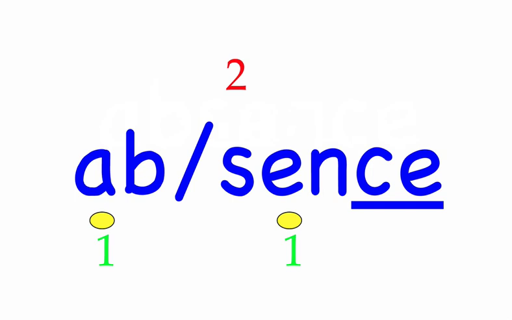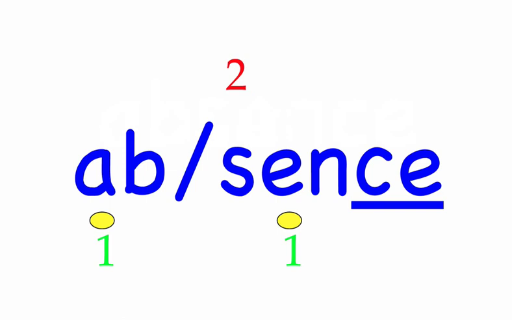Absence. We mark CE as a consonant team here. We do not underline E as a silent E by itself. And why is that? Because E's only function in this word is to cause the C to represent its second sound. It is not causing the first E in the syllable to represent its long sound. So in this instance, we underline CE. It is a two-letter consonant team representing the S sound.